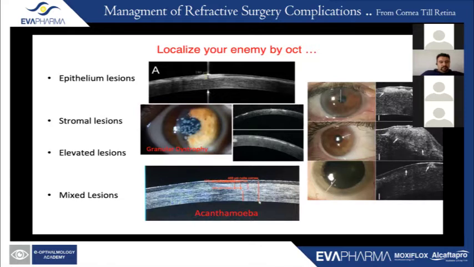OCT really helps you a lot to localize your enemy. You can see, for example, a dense scarring after a PRK in the upper image. And with OCT, you can easily plan your surgical strategy.